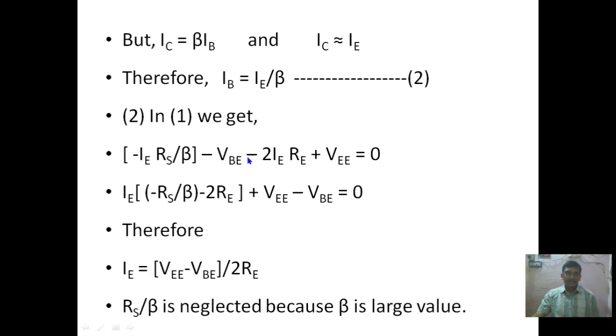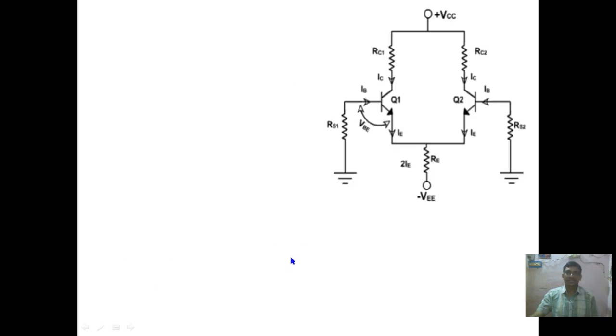And we already know one thing here, IC is approximately equal to IE. So we can write this equation as the IC value. As we are doing DC analysis, this IC or IE value is equal to our ICQ, which is the Q point current. Okay, that is the Q point current equation.